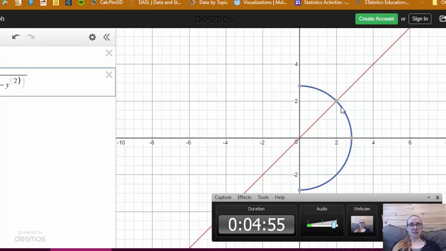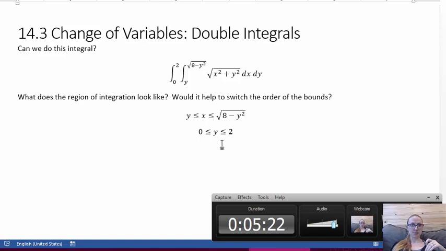But what we should notice is that this region of integration would be really nice to describe in polar coordinates. Because it's bounded by this circle, the radius bound would just be radius 2, and the angles would start at 0 and then go up to 45 degrees, or pi over 4. So this is a nice, easy region to describe with polar coordinates, not so much with rectangular coordinates.